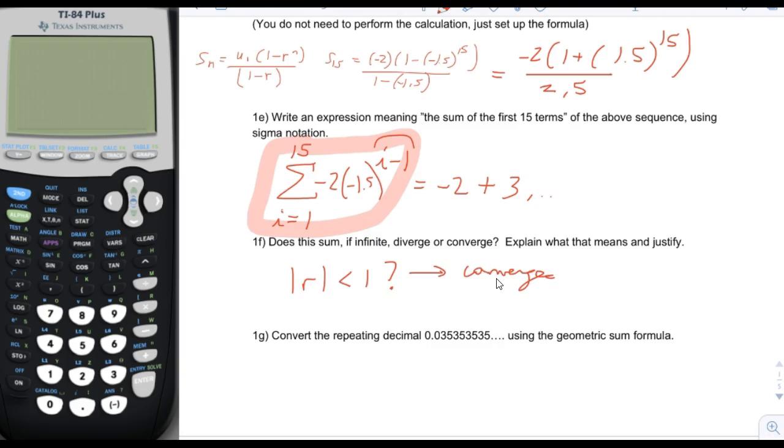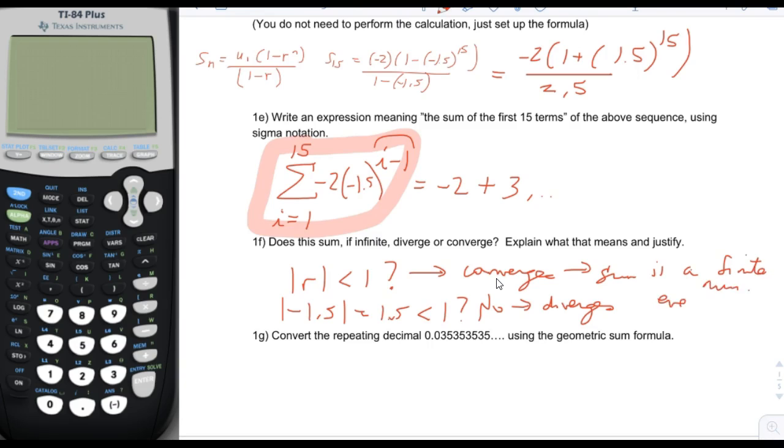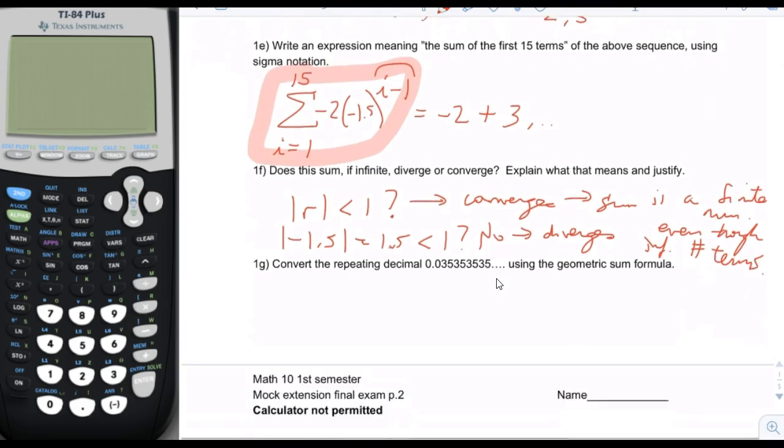Okay? In our case, what's r? r is negative 1.5. The absolute value of negative 1.5 is positive 1.5. Is 1.5 less than 1? No. So it diverges. Okay? So converges means the sum is a finite number, even though there's an infinite number of terms. Okay? All right.